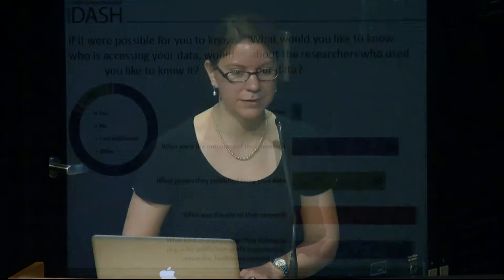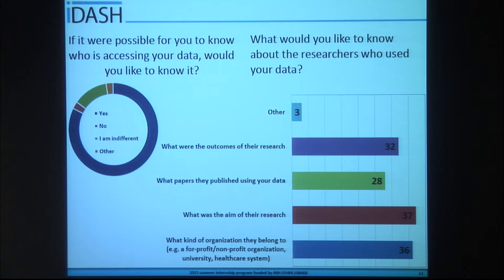And for these two questions, in the small donut graph, we asked them, if it were possible for you to know who is accessing your data, would you like to know this? And most participants said yes. And we followed that up with, what would you like to know about these researchers who used your data? Most of my participants wanted to know at least one thing about the researchers who were using their data, including the aims of the research, the organizations that the researcher belonged to, the outcomes of the research, and even wanted to know what papers were published using the medical data.